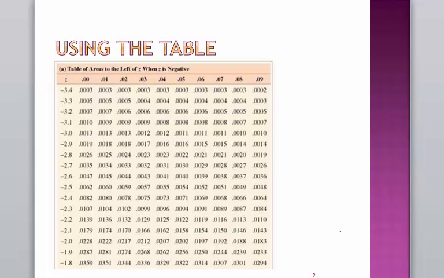And our z-score was negative 1.95 that we want to look up. And so we're going to find negative 1.9 on the left-hand side and the 5 in the hundredths place and intersect those two, which gives me an area of 0.0256.